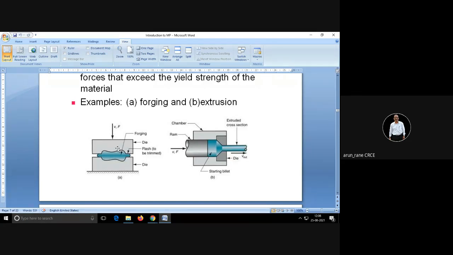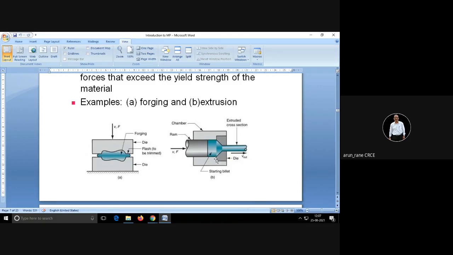Initially we are keeping a slug. Slug means it is a raw material which is kept inside this die. Then you press it, and the component will take this shape. Since it is in hot condition, the material will flow easily, so less force will be required to press. This is your forging.